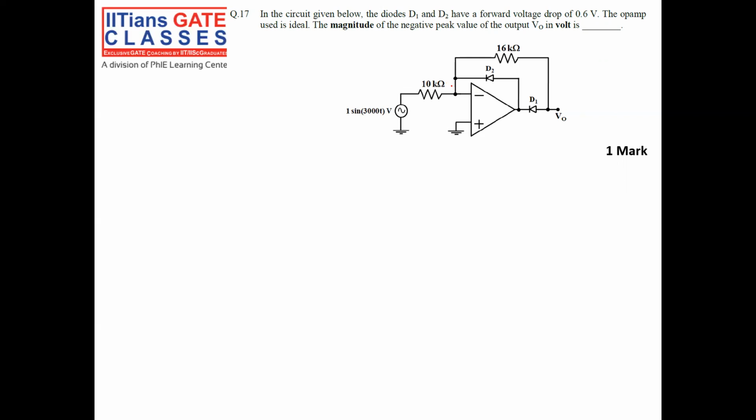In the circuit given below, D1 and D2 have a forward bias drop of 0.6 volt. The op-amp is ideal. Then the magnitude of the negative peak voltage of V0 is? First thing is, initially I don't know whether the diodes are reverse biased or forward biased. If I don't know anything, let us put them as open circuit. So in the positive half cycle, positive half cycle.